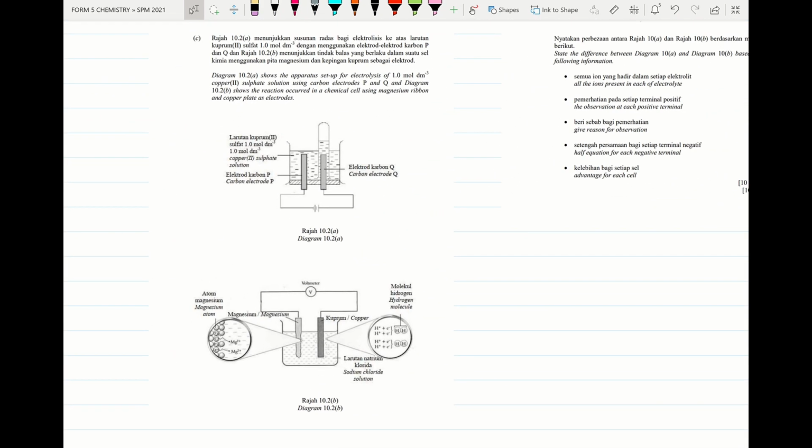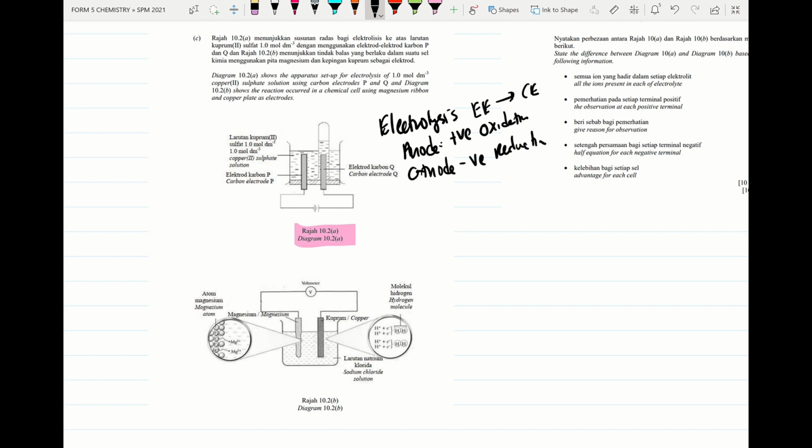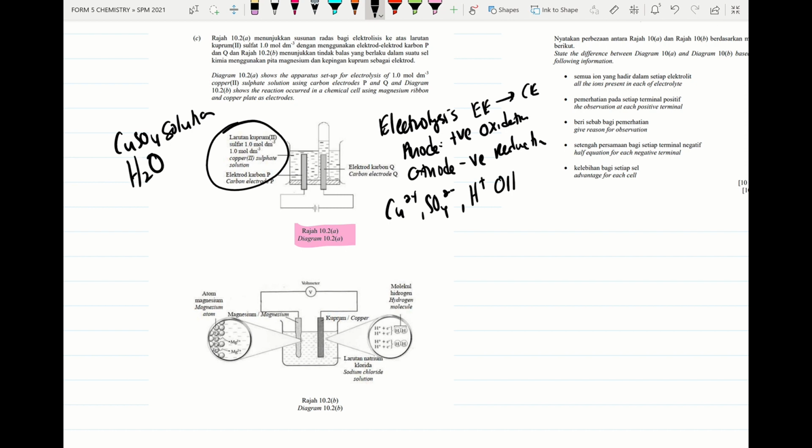Try to read this essay question. In this question, diagram 10.2a is an electrolysis process, where electrical energy is converted into chemical energy. The anode acts as the positive terminal and undergoes oxidation. The cathode acts as the negative terminal and undergoes reduction. We have copper 2 sulfate solution. Please remember the solution has 4 ions, so list out all the ions: copper 2 ion, sulfate ion, and another 2 ions from the water molecule, which ionizes to produce hydrogen ion and hydroxide ion.